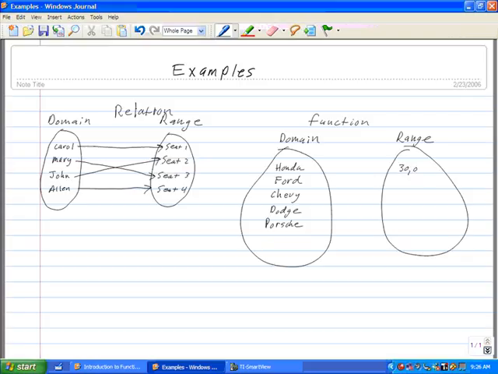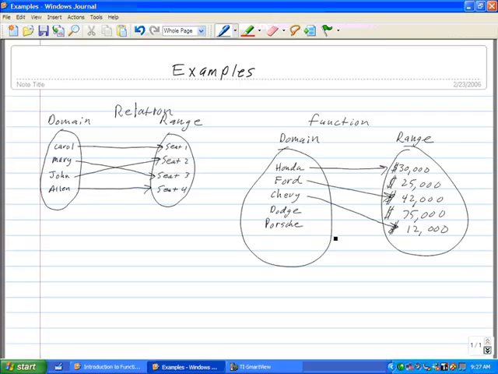Let's say we've got a $30,000 price tag, a $25,000 price tag. We're going to have a $42,000 price tag, a $75,000 price tag, and a $12,000 price tag. Now with a relation, I could take these inputs and put them with the outputs in any way that I choose. But with a function, every input has to have a unique output. In other words, the Honda could go to the 30,000. The Ford could go to the 42,000. The Chevy could go to the 12,000.